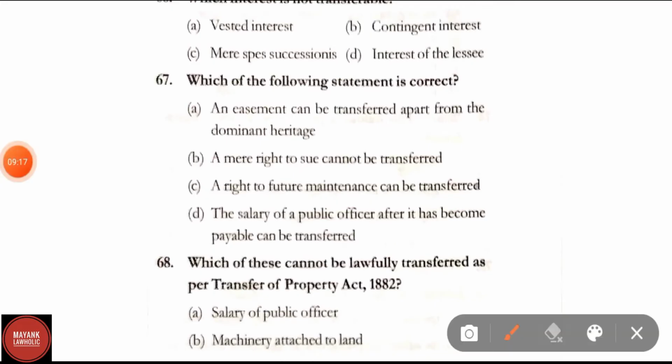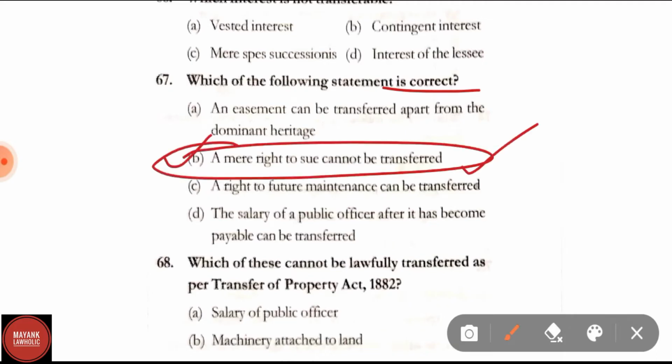Question number 67. Which one of the following is correct? An easement can be transferred apart from the dominant heritage. A mere right to sue cannot be transferred. A right to future maintenance can be transferred. The salary of a public officer after it has become payable can be transferred. Correct answer is option B, that is a mere right to sue cannot be transferred.